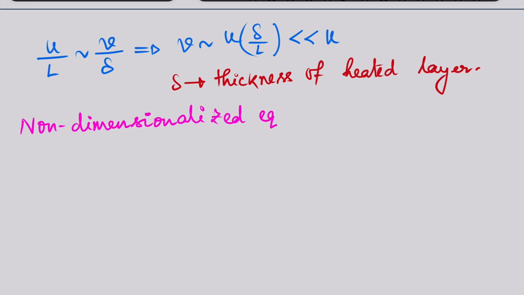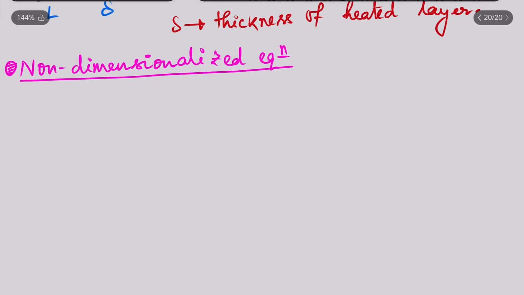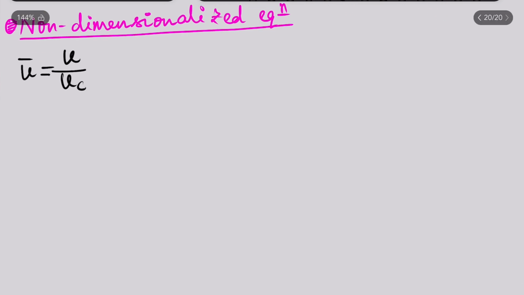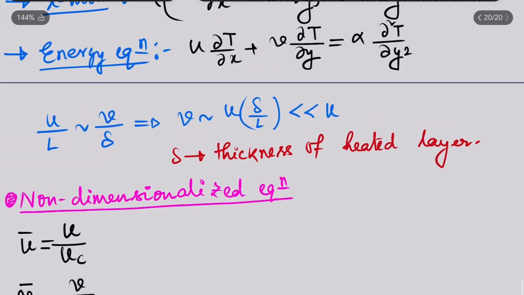Non-dimensionalized equations. If I need to find the non-dimensionalized equations, I need to know with which I will non-dimensionalize the terms. So U bar is equal to U by Uc. What will be this Uc? That I don't know. How can I know that? Let us talk about it later. V bar is equal to V by Vc. Again, what else do we have?